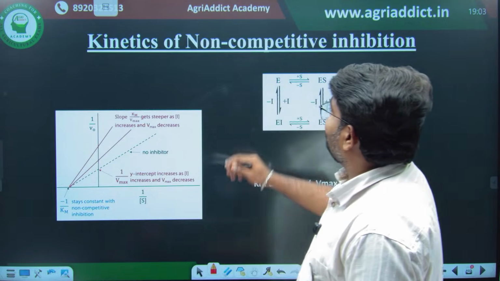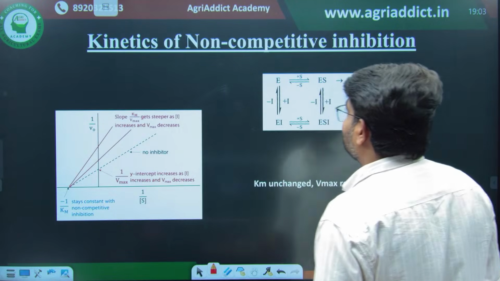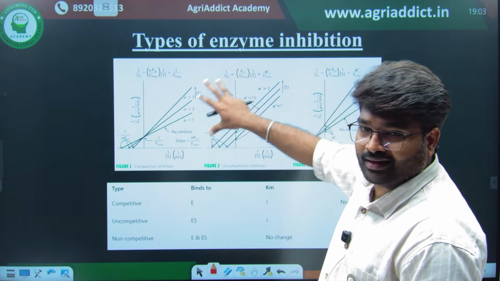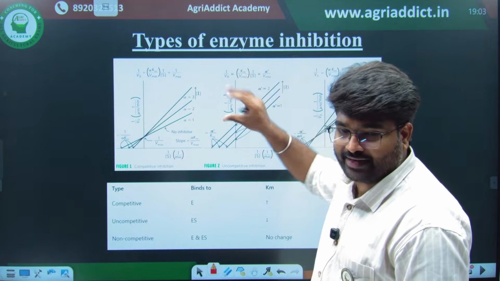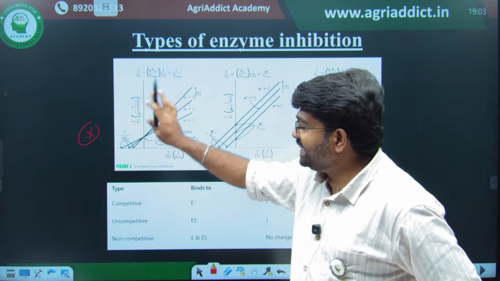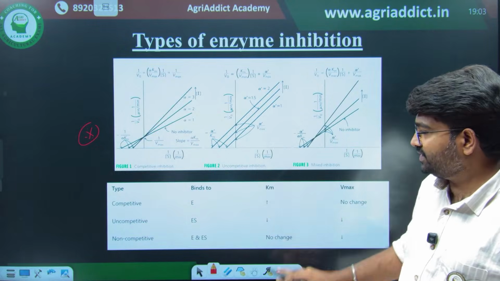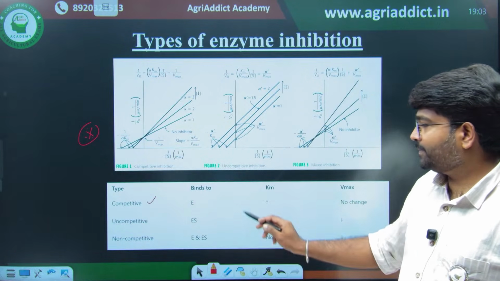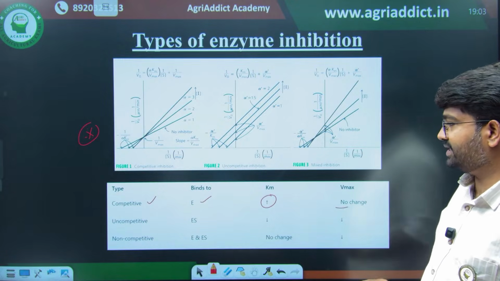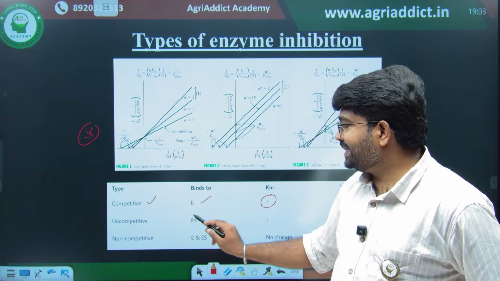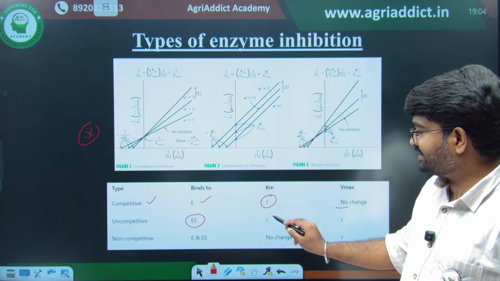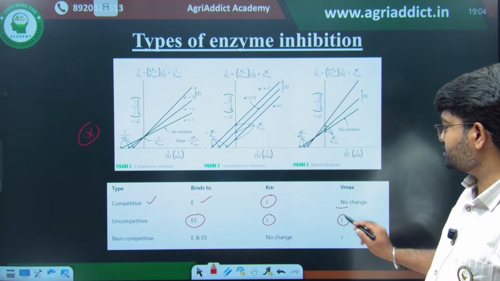Then next, kinetics of competitive inhibition. This we have already discussed. I will show the brief difference between the kinetics of different types of inhibition. This is a very important slide. Just remember this one; this is highly sufficient. In competitive inhibitor, the inhibitor binds to the free enzyme, so Km will increase and Vmax will be unchanged. In uncompetitive inhibitor, the inhibitor binds to the enzyme-substrate complex, so Km will decrease and Vmax will also decrease.